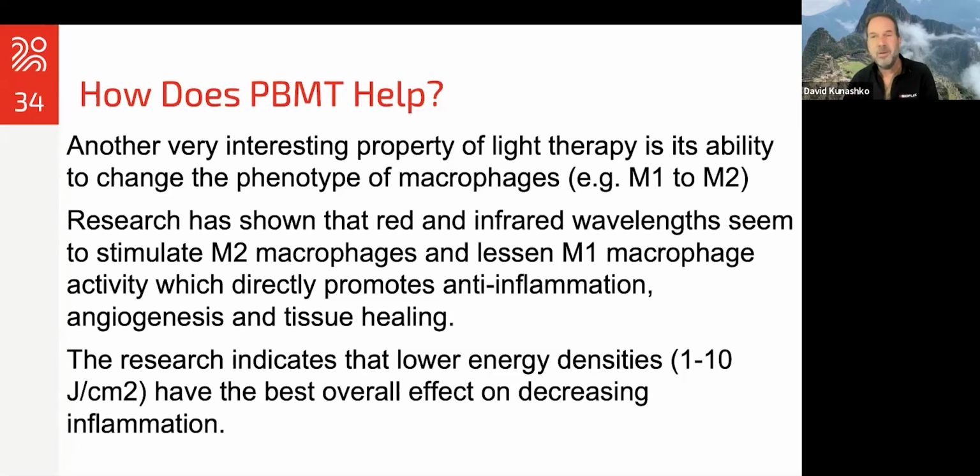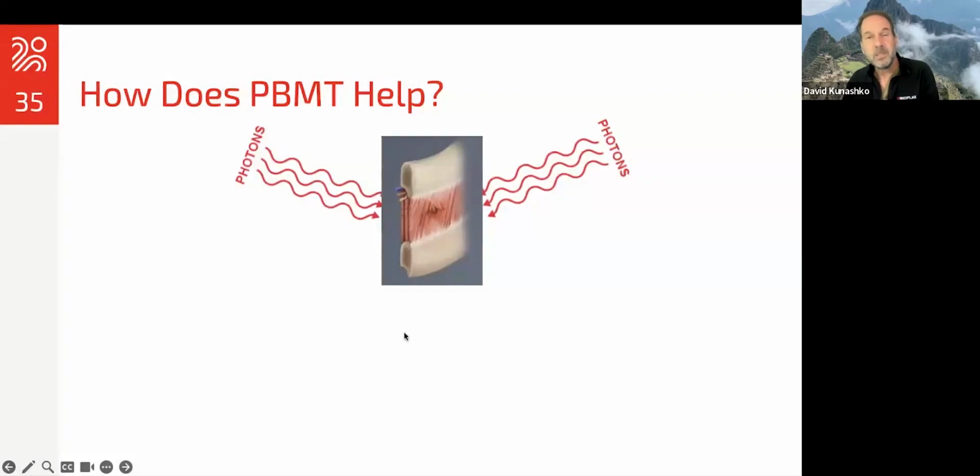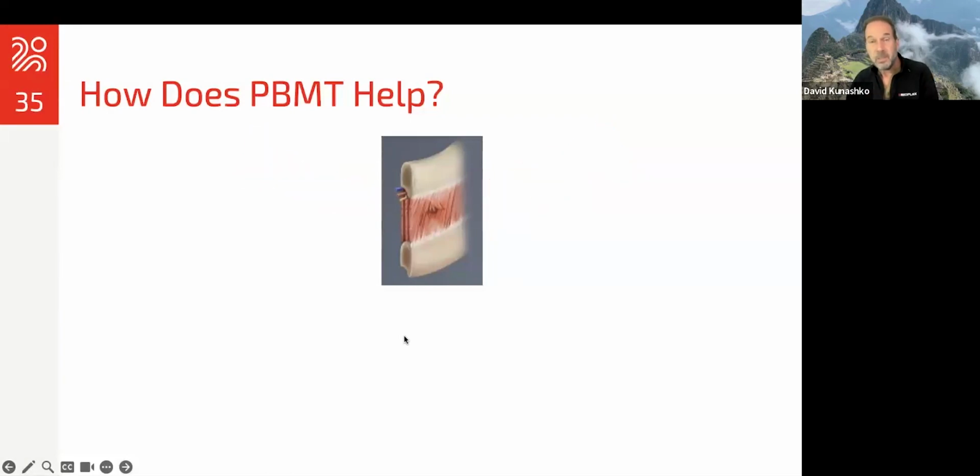So if you want quick pain relief, yeah, class 4 is the way to go. If you want to heal your patients and get the effects of photobiomodulation, then you need to use lower energy densities. Okay, so let's say you have a muscle strain that we've talked about, an intercostal muscle strain.